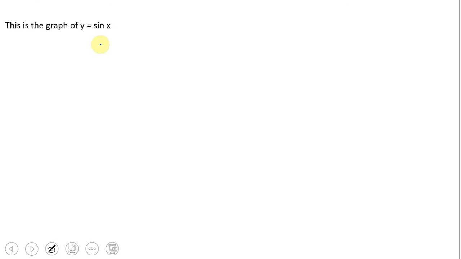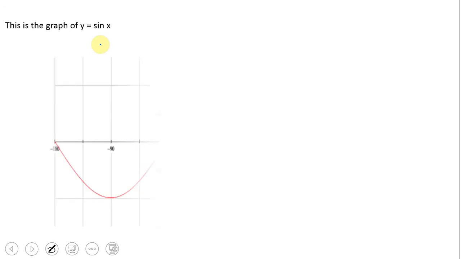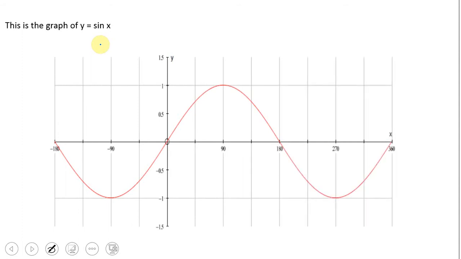Now, to be able to sketch graphs, basically what we do is we start with the basic graphs and then we transform them to the graph that we want. So this is the graph of y equals sine of x from minus 180 to 360. So we get the typical sine wave. It's got a period of 360 degrees. That means that we see one version of the curve from 0 to 360 degrees, and then the next 360 degrees will be the exact same shape. It goes from minus 1 to 1 on the y-axis.